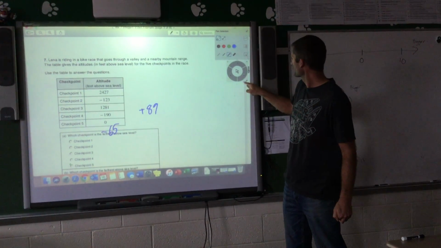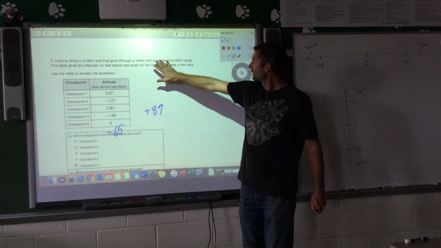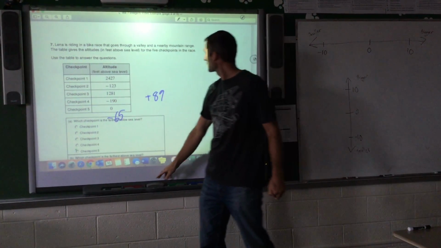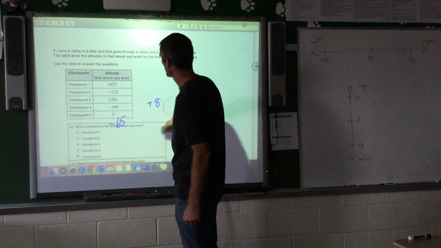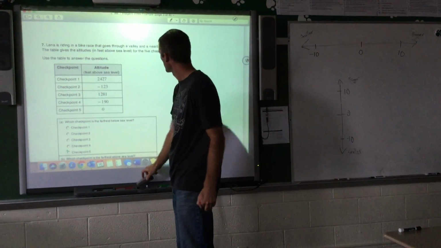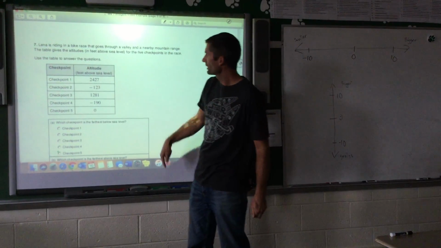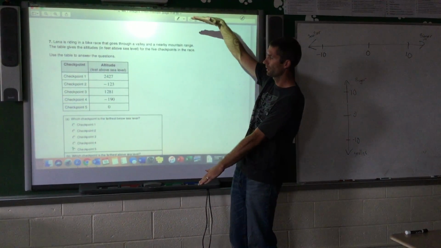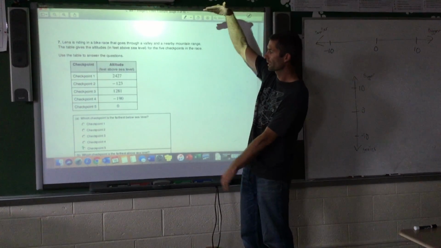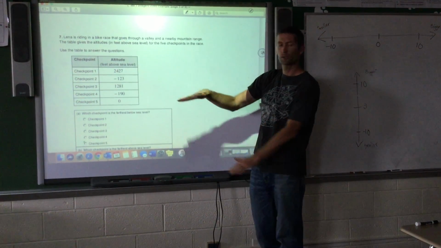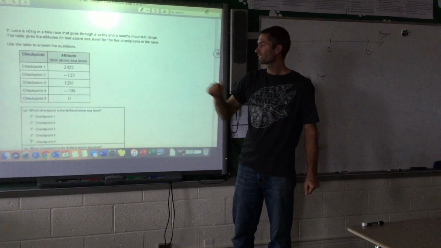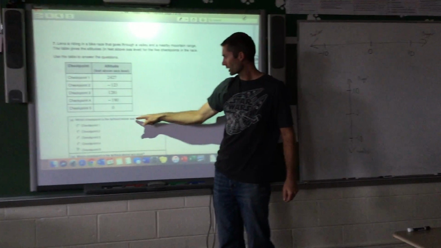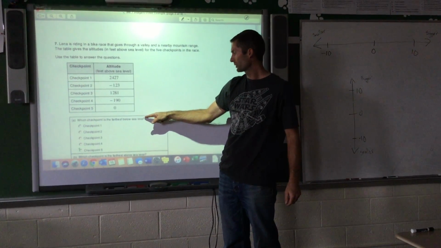Lena is riding in a bike race that goes through a valley and nearby mountain range. The table below gives the altitudes in feet above sea level for the 5 checkpoints in the race. Okay, so checkpoint 1 is really high. Checkpoint 2 is down low, below sea level. 3 back above, 4 down below, 5 back right at sea level. It's a tough race. Which checkpoint is the farthest below sea level?